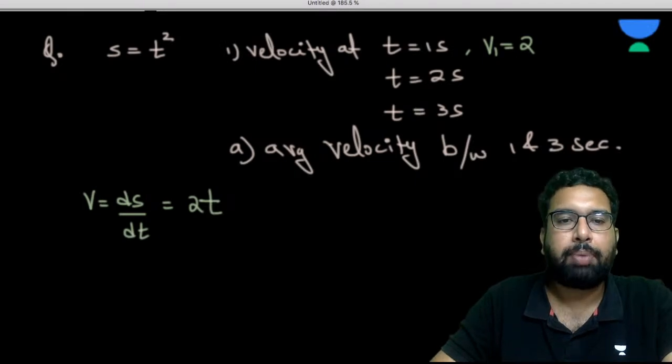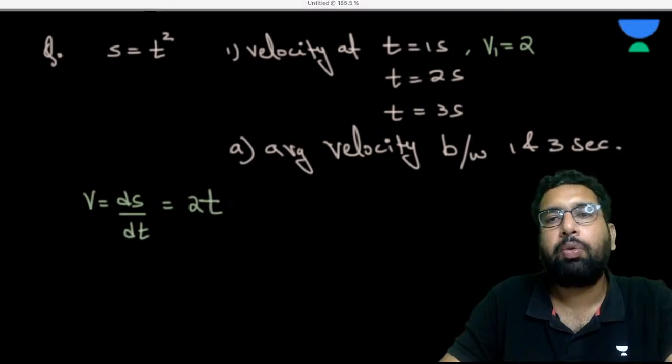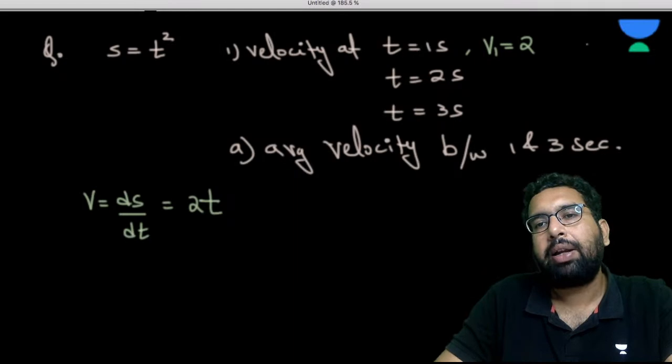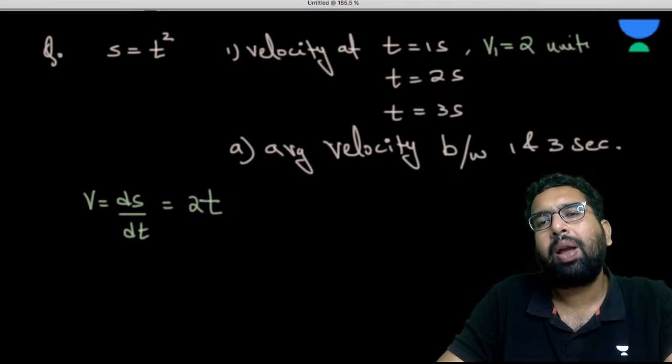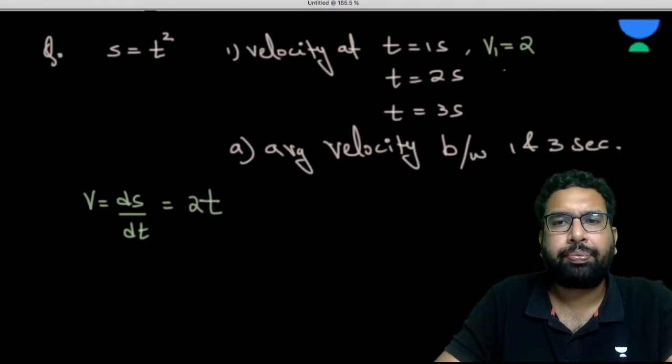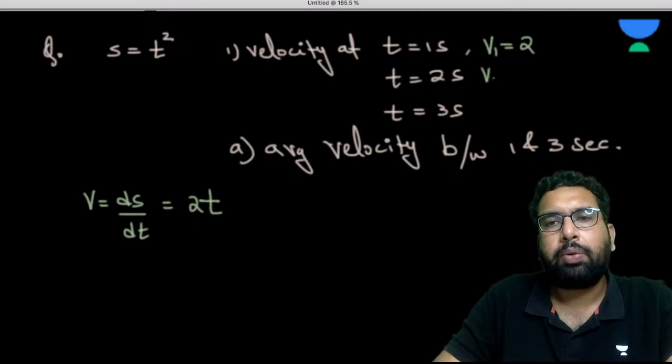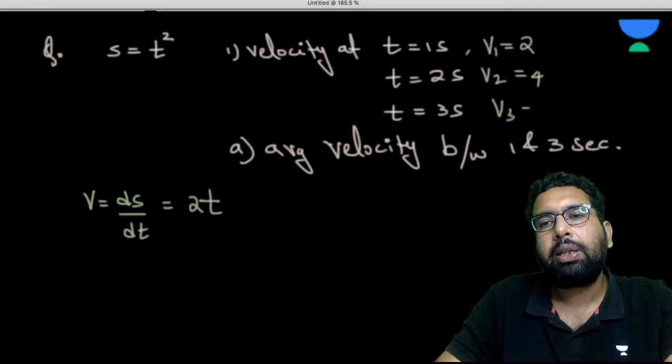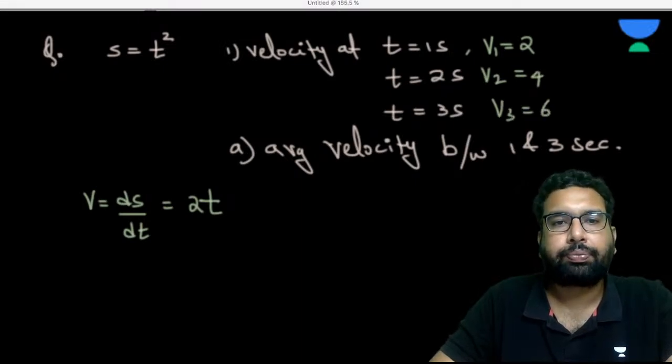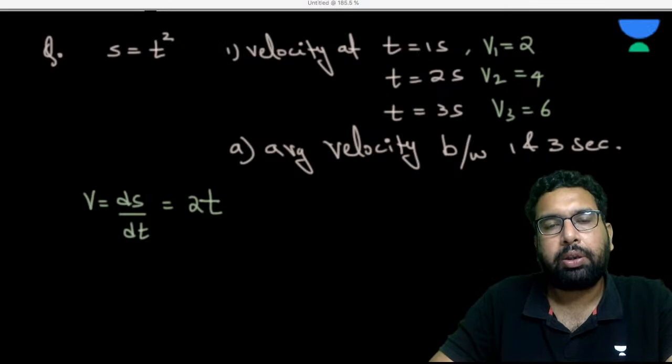Okay, it can be meter per second, it can be kilometer per hour, whatever. So I'll just write 2 units. Okay, I'll just write 2 for time being. Now V2 is what? It is going to be 4. V3 is what? It is going to be 6. Understood? So these are going to be the velocity values here.